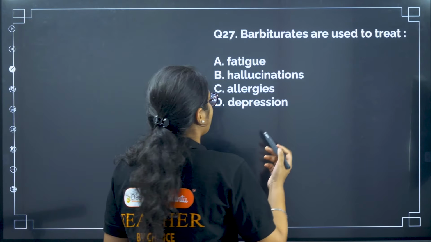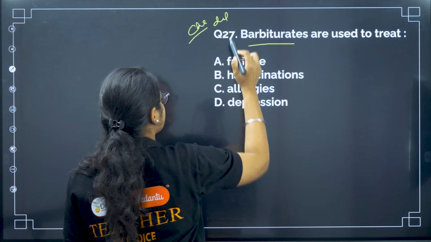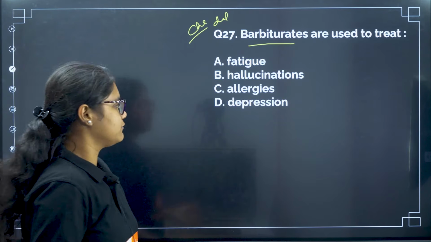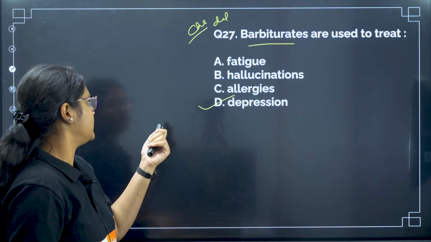Next. Okay, so this is again from your chemistry in everyday life, that is deleted portion. So barbiturates are used to treat one disease, that is depression. Okay, correct answer for this question is option number D.